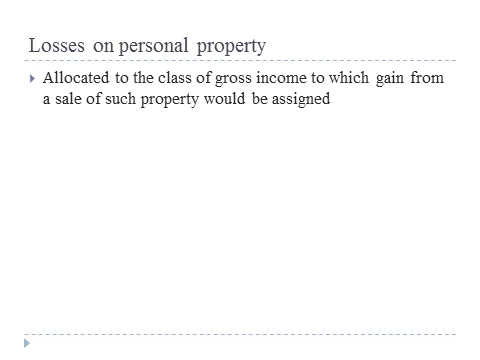Let me conclude this lecture with a discussion of the losses on personal property other than inventory. Loss recognized with respect to personal property other than inventory is allocated to the class of gross income to which the gain from a sale of such property is assigned or would be assigned if there was a gain.